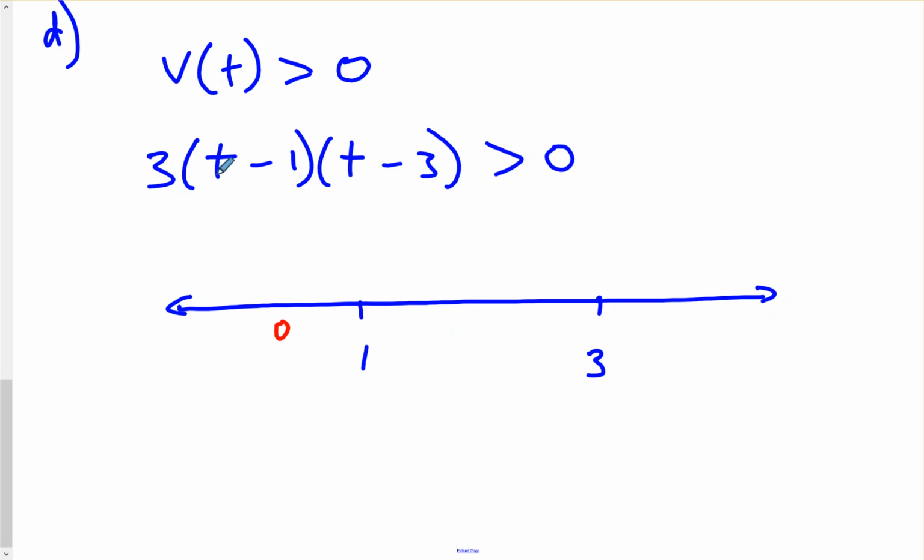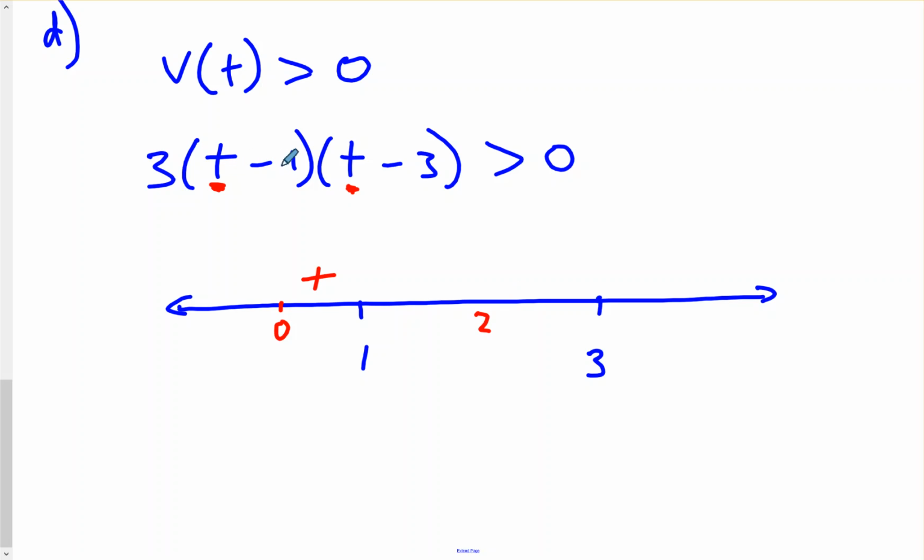So you plug in 0 and 0 into here and here. What do we get? That's negative 1 times negative 3. So that's a positive. So that's good. So between 0 and 1, we're going forward. And between 1 and 3, let's pick a number. Let's say 2.